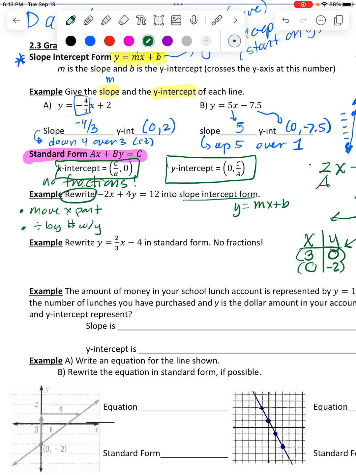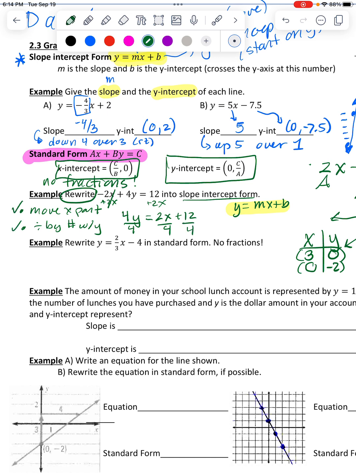So here, to move my x, I'm gonna add 2x to both sides. Here it cancels out, which was the whole idea. And then here I put it in front of the 12 simply because I know that I'm trying to get this format. So I'm gonna need something x and then plus or minus a number. So I'm gonna go through and now divide each piece by 4 because I'm doing my 2 steps. I moved the x to the right. Now I'm dividing by the number that was with y.